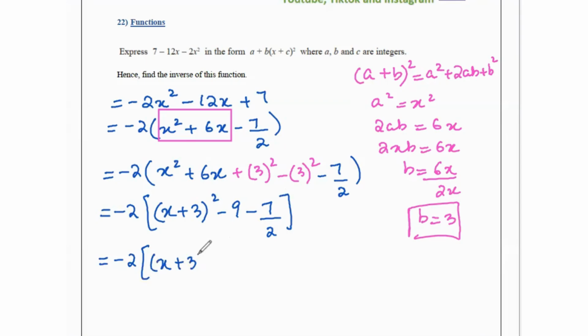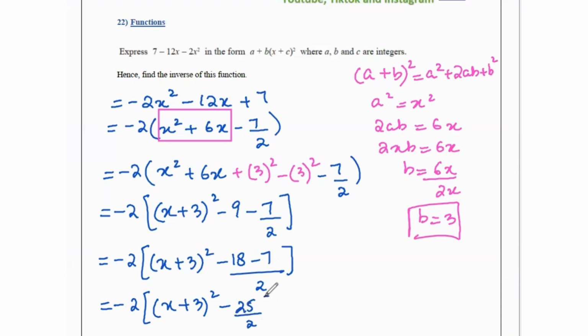That's going to be -18 minus 7 over 2. That's -25 over 2. So then you multiply the -2 with the bracket in the fraction. So that's -2 times x plus 3 squared and plus 25. So a is 25, b is -2, and c is 3. This is your final answer.